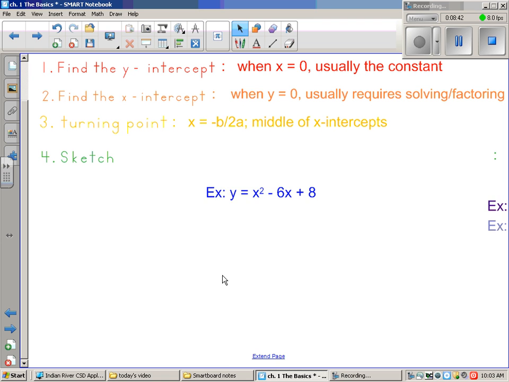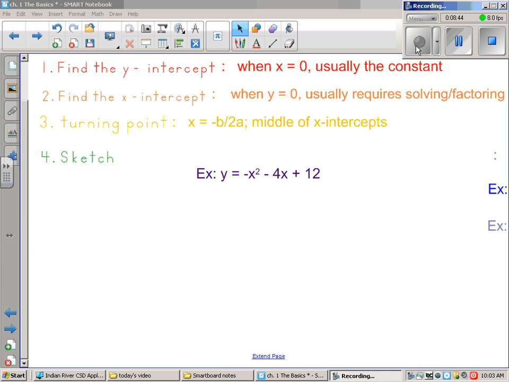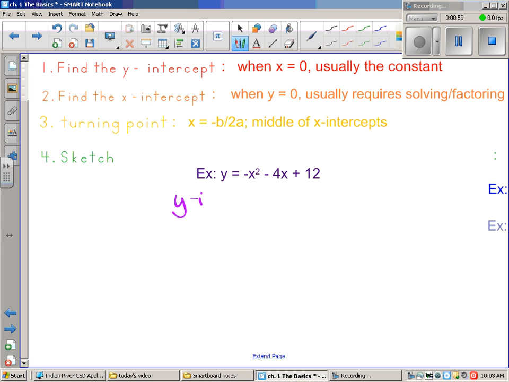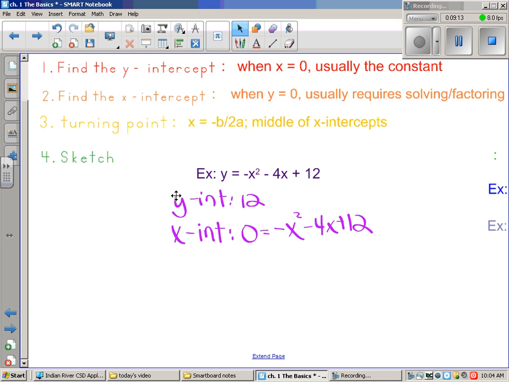Let's do another one. All right, let's do another more challenging one here. We've got one with a negative in front. So that already in your mind you should be thinking, okay, this thing opens down. Good. Okay, so let's get right to it. First step, y-intercept. What is the y-intercept? 12. X-intercept. That's going to require me to factor. It will just about every single time. So all I'm going to do is set that thing equal to 0. I want you to pause this video for a moment and go ahead and factor on your own. I'm just going to do the answer here, and I'll have you check back in just a minute.